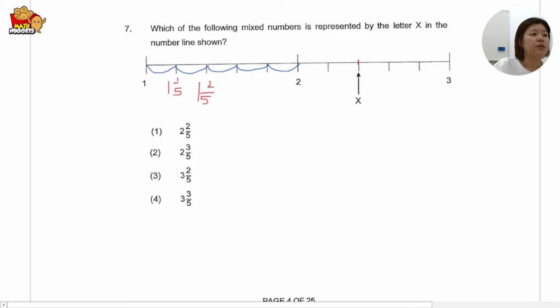So since x is here and here is 2, so it will be 2 1/5, and this one will be 2 2/5, which will give you answer 1.